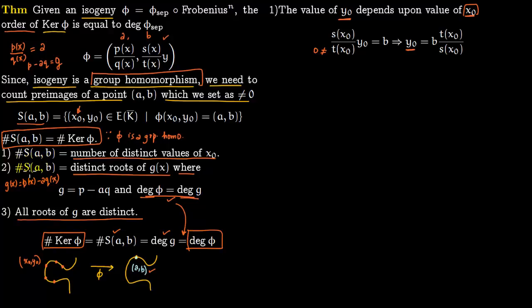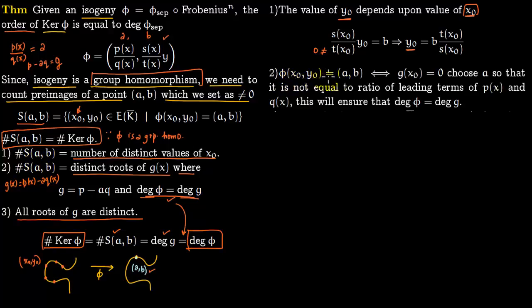So now let us prove 2. So for 2, you know that phi of (x0, y0) is equal to ab. So that is, you're putting in x as x0 and y as y0. So obviously again we have this equation right here. So you can solve this. So when you plug in x0 in here, you get p of x0 over q of x0 is equal to a. This implies p of x0 minus a q of x0 is 0, but this you say is g of x0. So this has a solution for a if and only if g of x0 is 0.